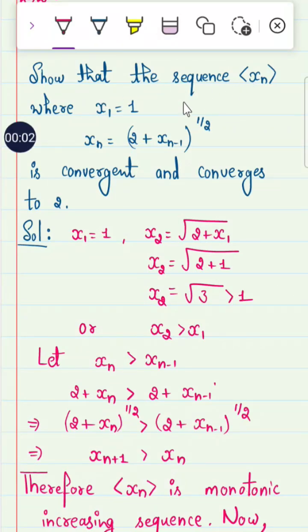Show that the sequence xn, where x1 is equal to 1 and xn is equal to (2 plus xn minus 1) whole to the power 1 by 2, is convergent and converges to 2. We have to prove that the sequence xn, which is defined in terms of this, with the first term given as 1, is convergent and converges to 2, and the limit exists as a number.